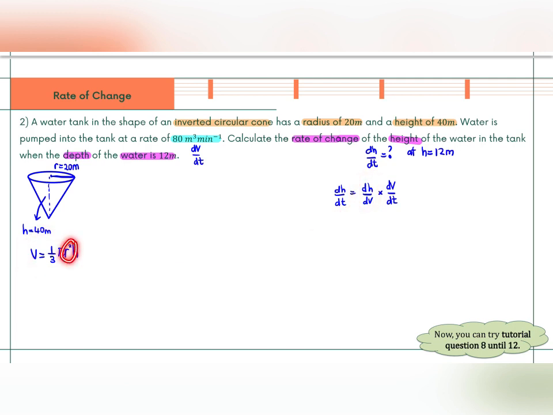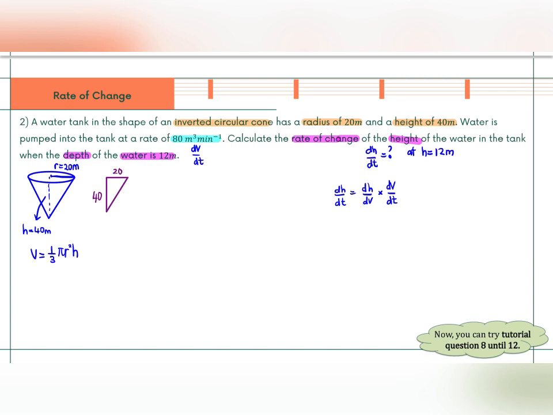Okay, so R ini kita perlu gantikan dengan something. So, here is what we are going to do. Saya buka H dengan R ini. R ni kita nak rewrite in terms of H. So, H adalah 40 meter dan radius adalah 20. Okay. So, sekarang ni kita bercakap pasal ratio of height dan juga ratio of our radius.